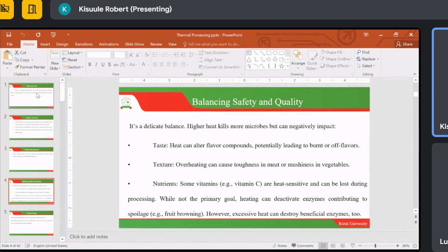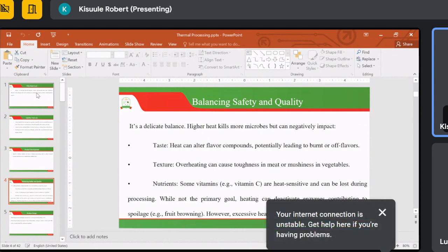We are saying balancing safety and quality is a delicate balance, where higher heat kills more microbes, but can also have negative impacts on food. We understand that when you're doing thermal processing, you're trying as much as possible to eliminate microorganisms, but we still do not want to lose the texture and the other sensory attributes of that food.